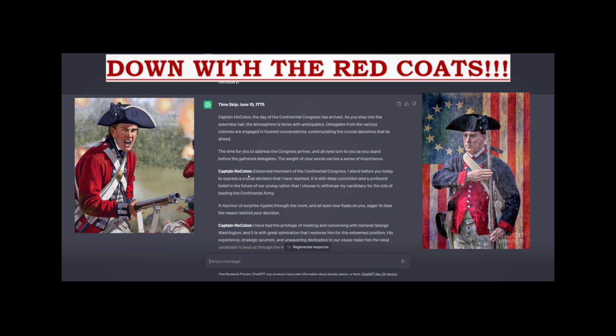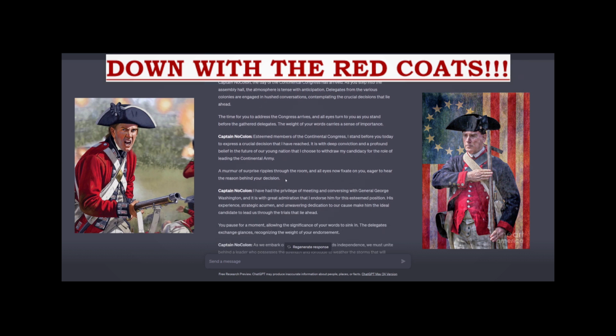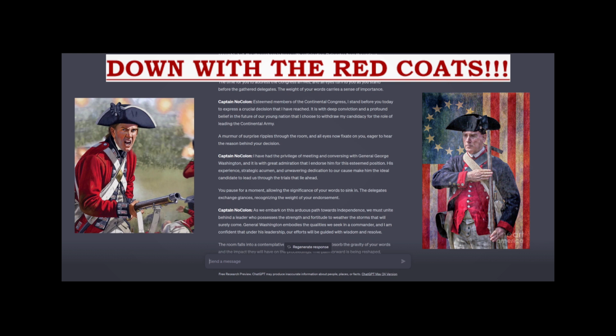Esteemed members of Congress, I stand before you today to express a crucial decision that I have reached. It is with deep conviction and a profound belief in the future of our young nation that I choose to withdraw my candidacy for the role of leading the Continental Army. A murmur of surprise ripples through the room, and all eyes now fixate on you, eager to hear the reason behind your decision. I have had the privilege of meeting and conversing with General Washington, and it is with great admiration that I endorse him for this esteemed position. His experience, strategic acumen, and unwavering dedication to our cause make him the ideal candidate to lead us through the trials that lie ahead. I pause for a moment, allowing the significance of my words to sink in.